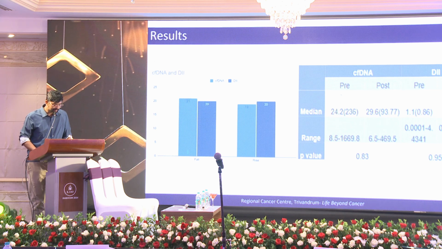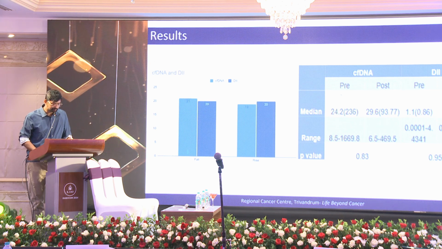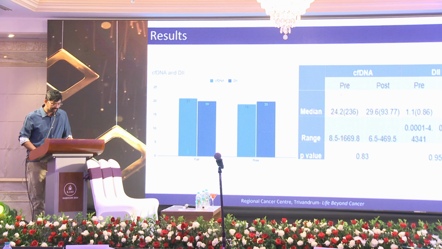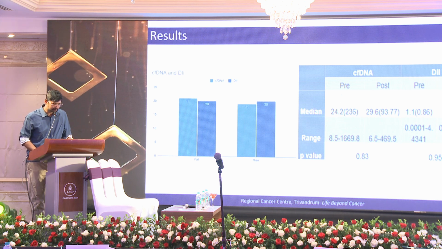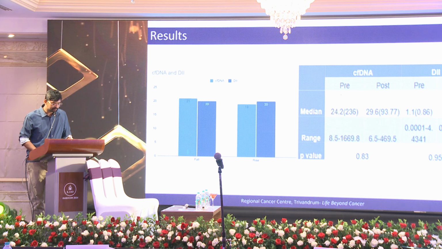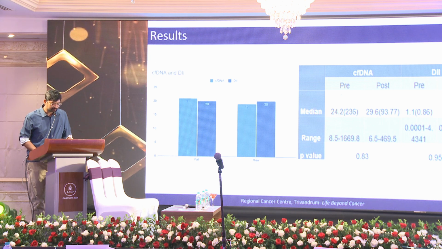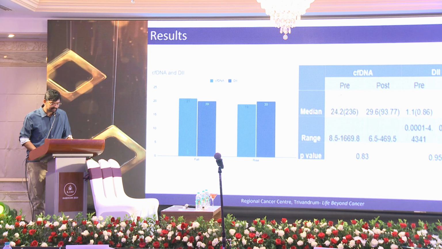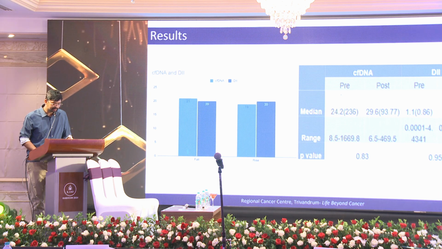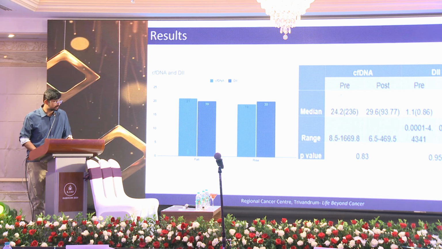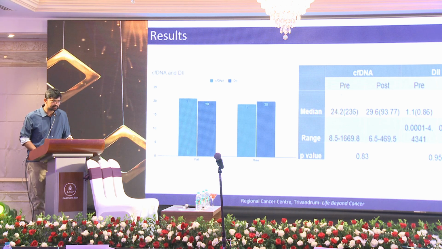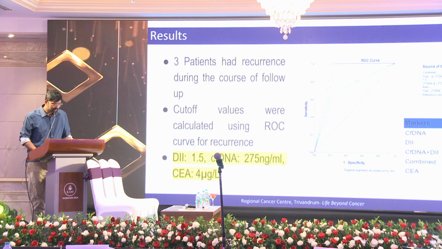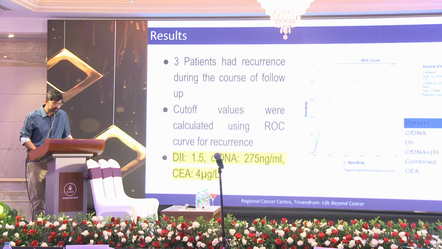On the right side of the screen, we can see the pre and postoperative median values. As the range was very variable, we used the median instead of the mean. The preoperative median value was 24.2 and the postoperative was 29.6 for the cfDNA. For the DNA integrity index, it was 1.1 preoperatively and 1 postoperatively. The difference was not significant. Only 3 patients had recurrence during the course of follow-up.